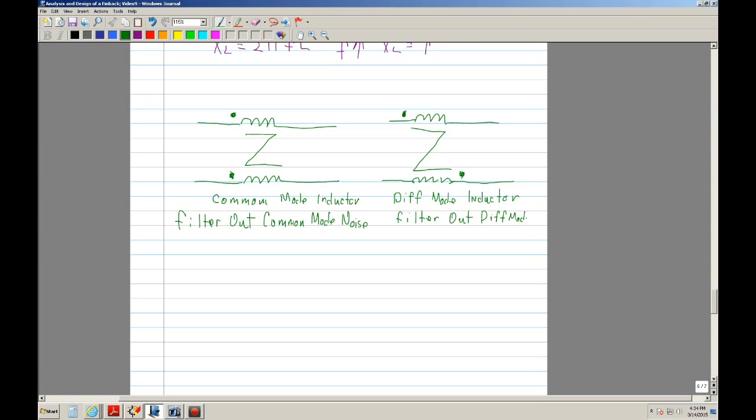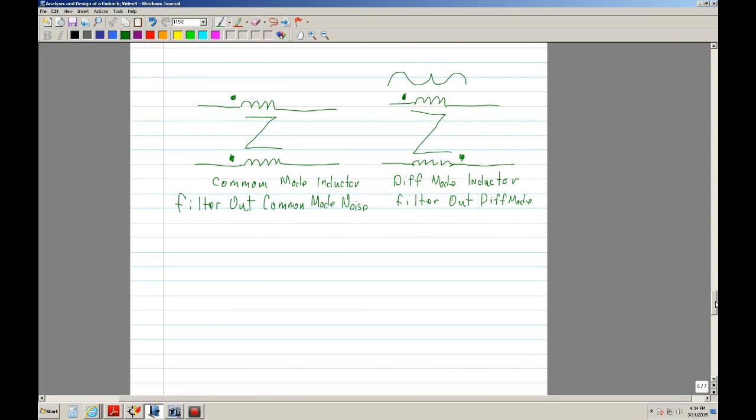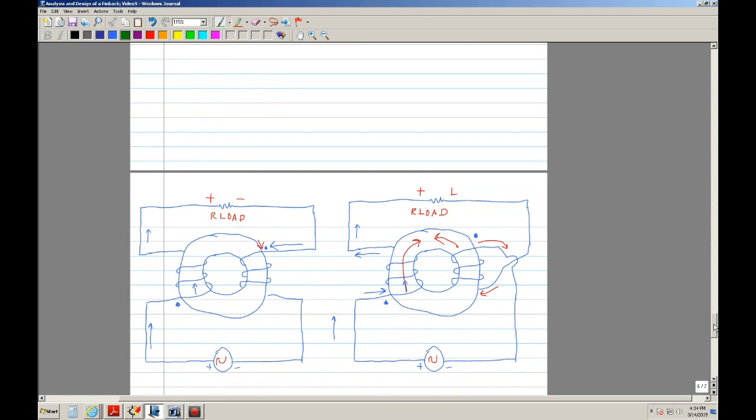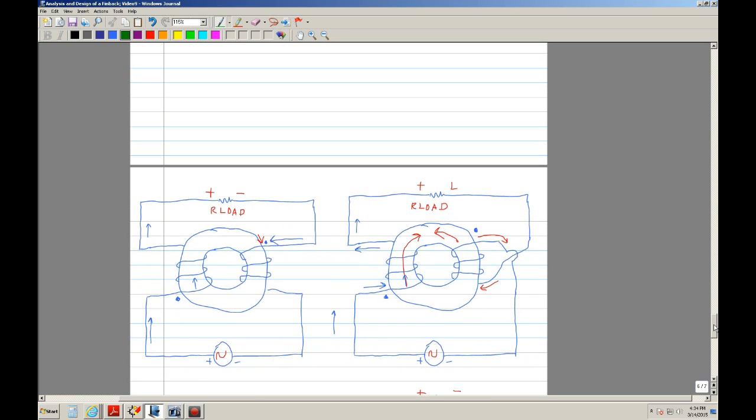So for right now I'm going to concentrate on diff mode. In the next video I'll cover a little bit of the common mode. But let's explore that. Just keep in mind, if the dots are on the same side, it's a common mode. If they're on different sides, it's a diff mode. This is the one that typically you want to use to filter out diff mode. Let's see how the diff mode and the common mode work.